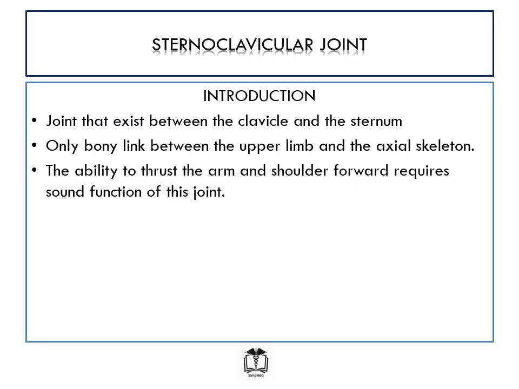Let's begin with the very first joint of the upper limb, the sternoclavicular joint. As the name implies, this is a joint that exists between the sternum of the axial skeleton and the clavicle of the upper limb, hence the name sternoclavicular. So it's the joint that tends to link the upper limb to the axial skeleton. It's the only joint linking the upper limb to the axial skeleton. The sternoclavicular joint is responsible for our ability to thrust our shoulder and our arm forward. And for these functions to be performed, the joint needs to be sound and stable.